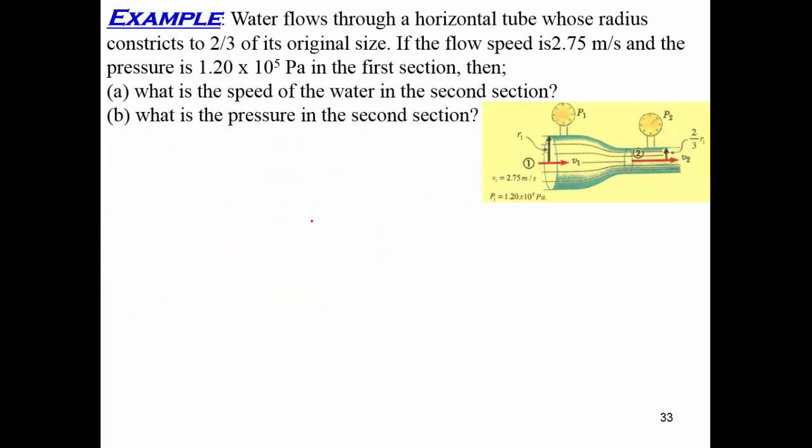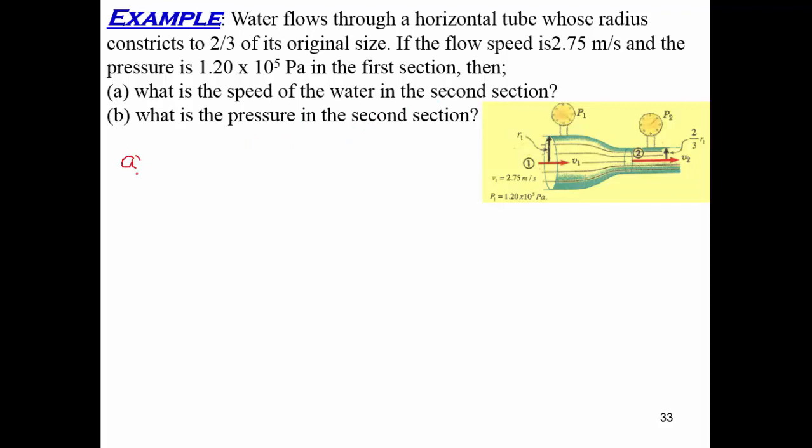Okay, in this problem, which is similar to the previous problem, the only thing is here you are given the size of the pipe in the second region in terms of the size of the pipe in the first region. We are told that the radius constricts to 2/3 of its original size. Okay, and again we are asked to find the speed of the fluid, which is water, in the second section of the pipe, and the pressure. So basically we follow the same steps.